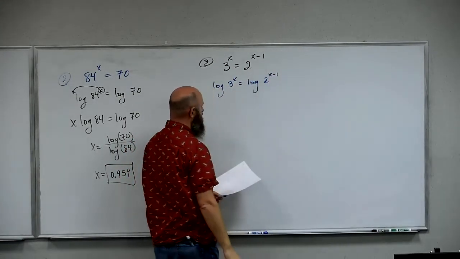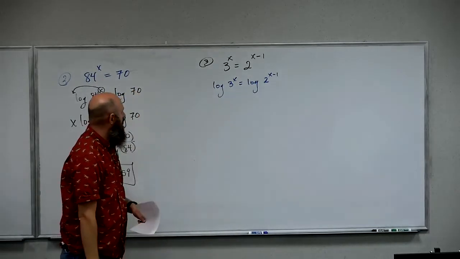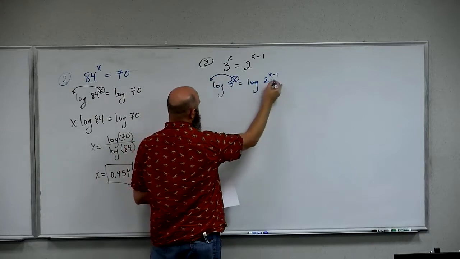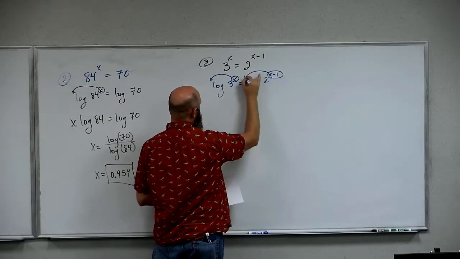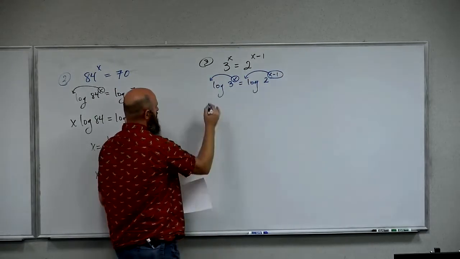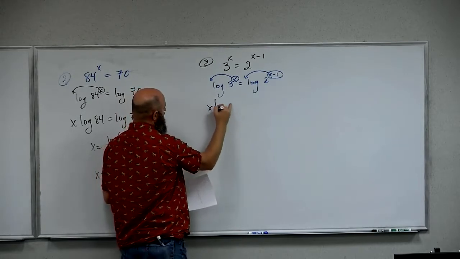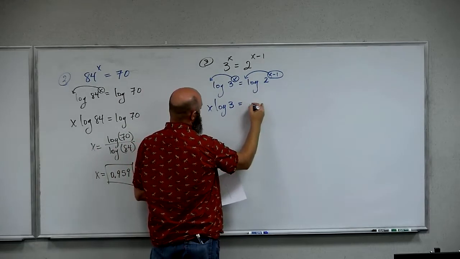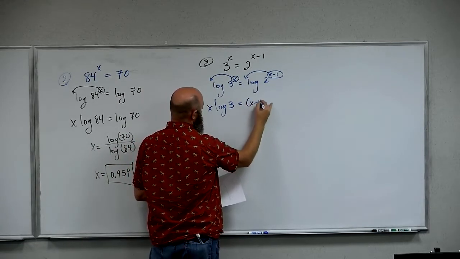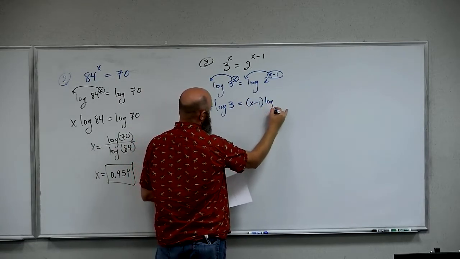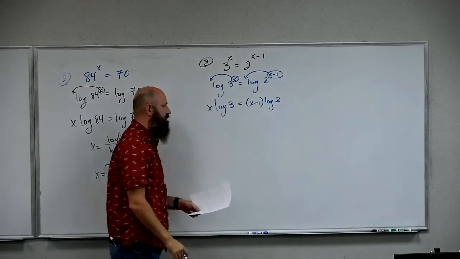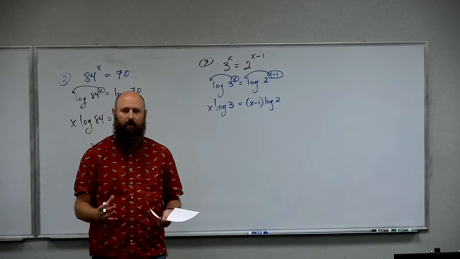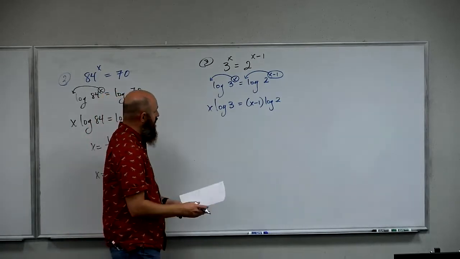x minus 1. I'm going to use the same trick as well. I'm going to take this x and drop it down. I'm also going to take this x minus 1 and drop it down in front. So this first side is going to be x times log of 3. This is going to be x minus 1. I want to put that in parentheses, though, times log 2. We've got to be careful there on those pieces. Got to put that in parentheses, or else it's not going to work correctly.